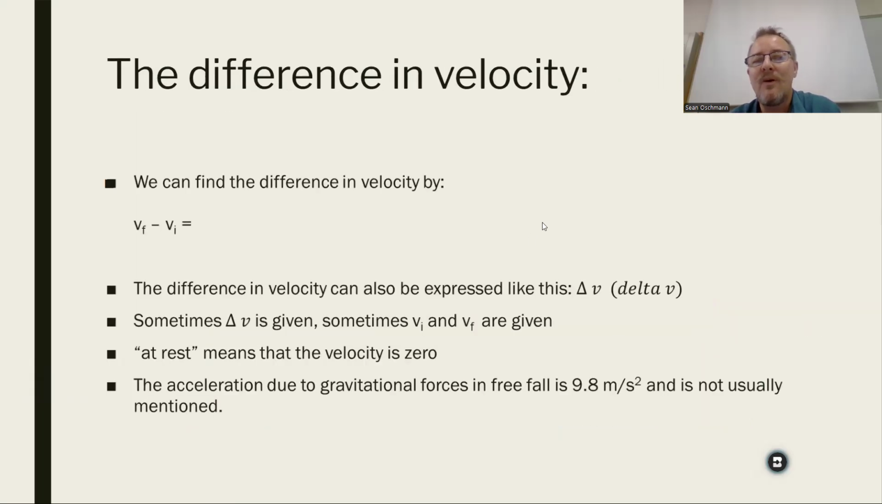How can we find the difference in velocity? Well, simply by subtracting the initial velocity from the final velocity. We also call that delta V, or the difference or change in velocity. Sometimes you have that change given, like the car changed by 5 meters per second. Sometimes you have the initial velocity given, sometimes the final. And at rest always means the velocity is zero, it's not moving. And then one special acceleration due to gravitational forces in free fall, for example, is 9.8 meters per second squared. Actually, because it's going in a downwards direction, it would be negative 9.8 meters per second squared.